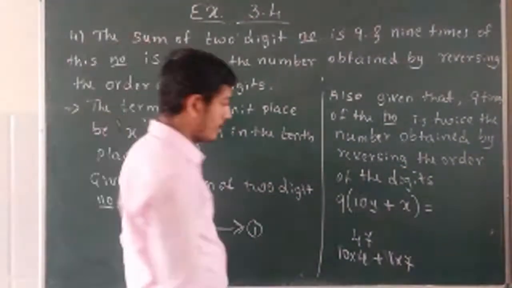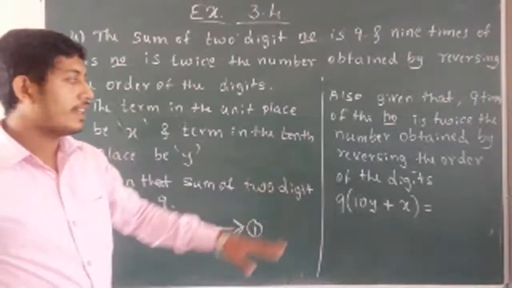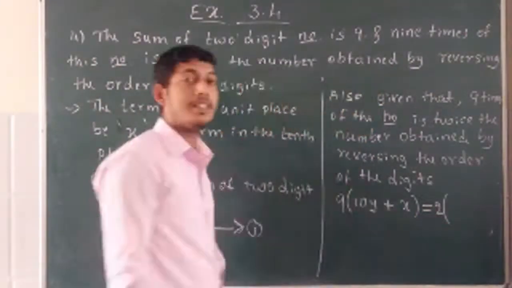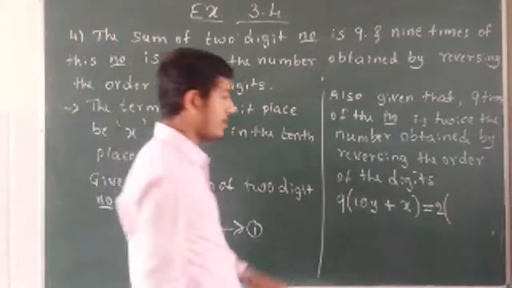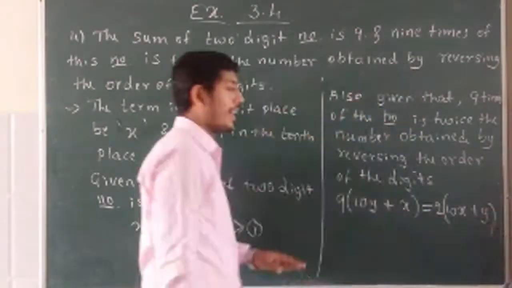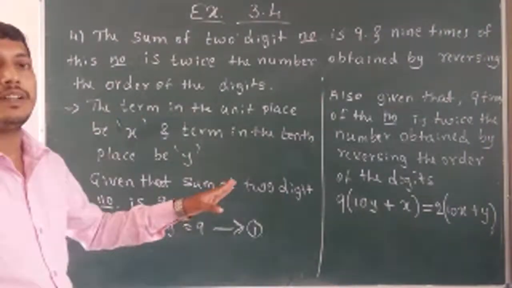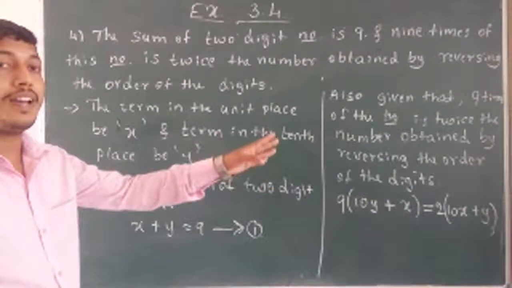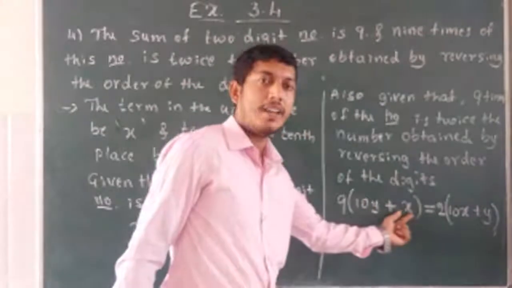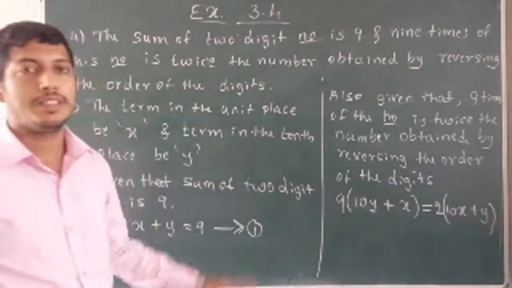So it becomes 9 times the number, that is 10y plus x, equals 2 times the number obtained by reversing the order of the digits. So I have rearranged the terms: 9 into 10y plus x equals twice 10 times, in the place of x I wrote y, in the place of y I wrote x. Therefore the equation becomes 2 into 10x plus y. Just look at the steps.